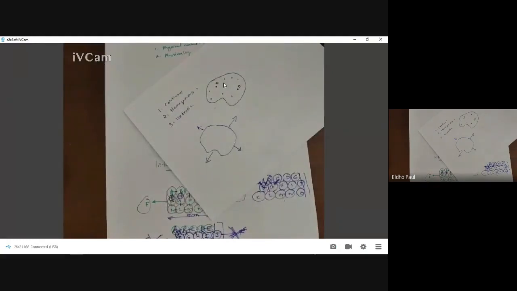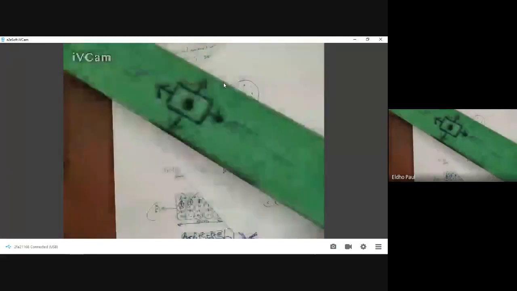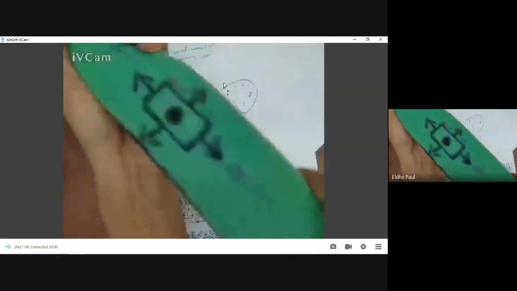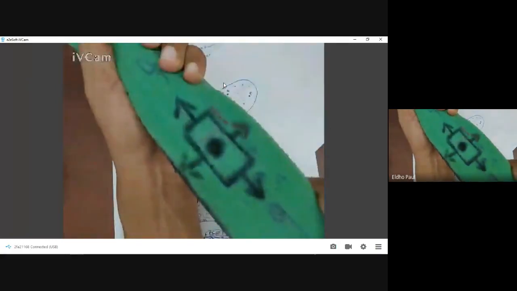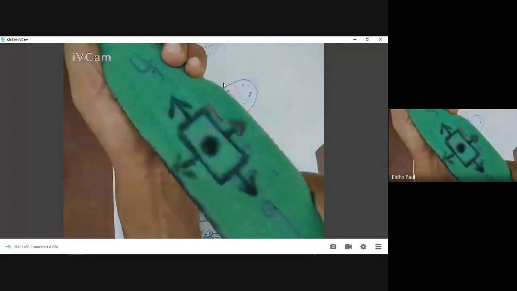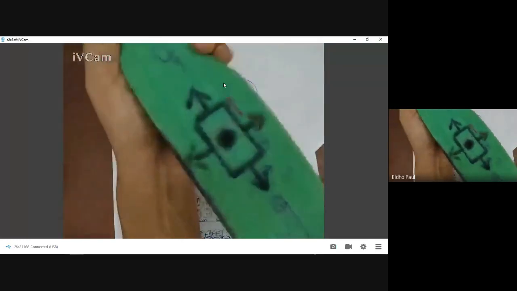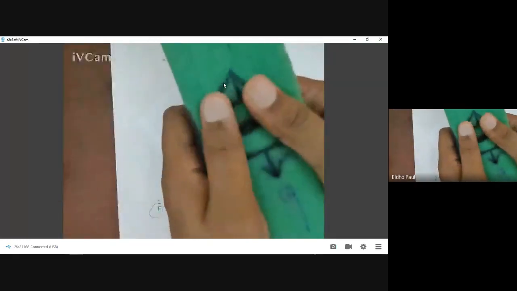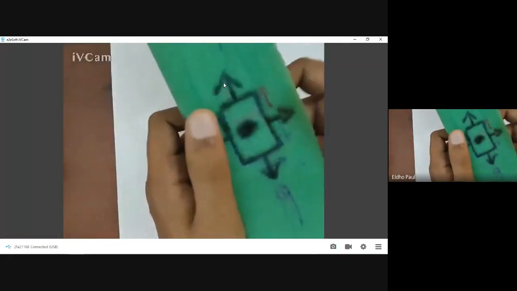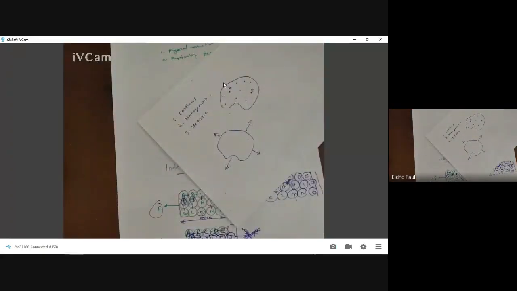For example, if you take this sponge and apply a force in the length direction, the longitudinal direction, and the strength in the longitudinal direction is higher, and if you apply a force in the transverse direction, and the strength in the transverse direction is weaker, then we can say the material or the body is anisotropic. Anisotropic, because the strength in different directions is different.